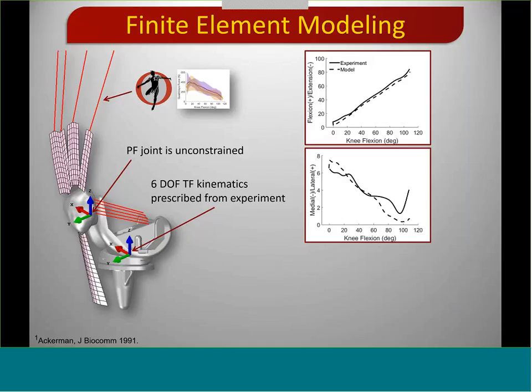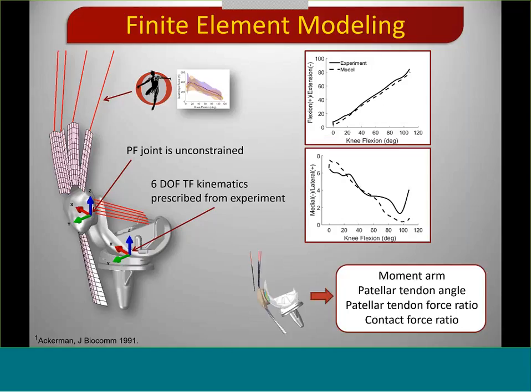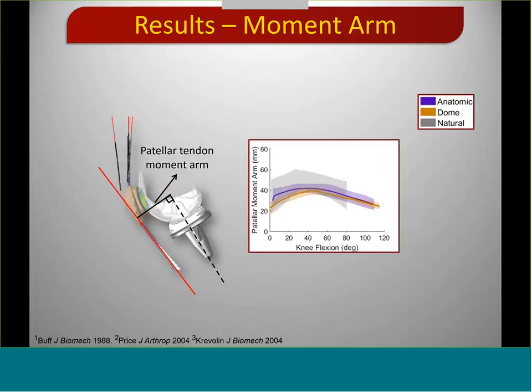Finite element models were used to predict the patellofemoral mechanics and quadriceps efficiency measures, including moment arm, patellar tendon angle, and load distribution between the patellar tendon, contact, and quadriceps force. The following are predictions of moment arm from the finite element simulations. Patellar tendon moment arm was measured as the perpendicular distance between the knee joint center and the patellar tendon. Anatomic subjects had a higher moment arm in early flexion in comparison to dome subjects. Both implant designs demonstrated relatively small moment arms when compared to natural data in the literature.